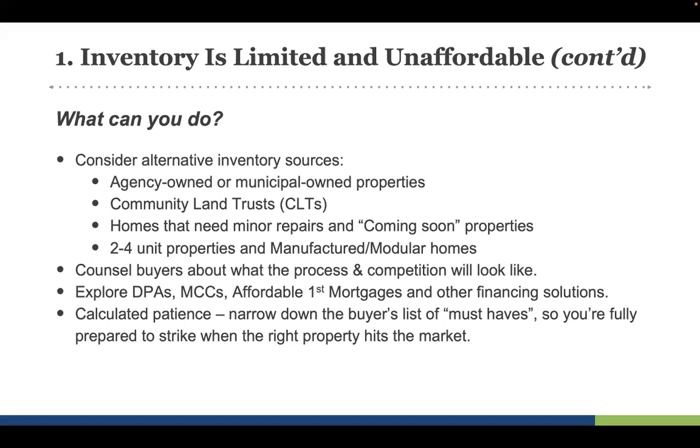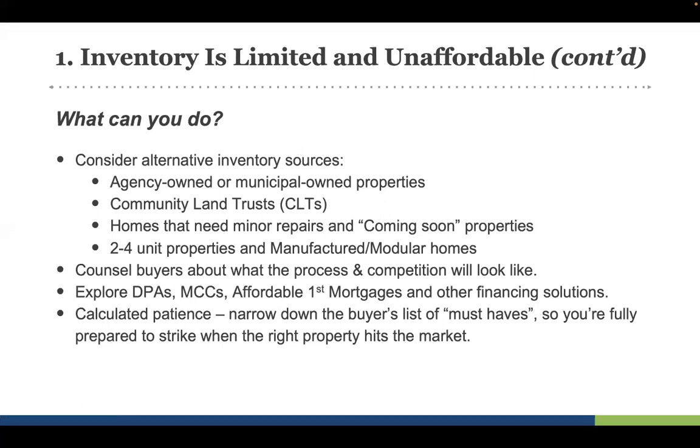And I feel like we've covered most of this, but I'll end that part with, this came from an agent in Houston, Texas. She basically called this calculated patience. Narrow down the buyer's list of must-haves, but make sure they're ready to strike when the right property hits the market. And again, that means mortgage ready. You had a candid conversation about cash to close with a loan officer. If there's a DPA involved, that's all set up. That application's ready to go. You got to be mortgage ready when the property hits. So that was inventory.